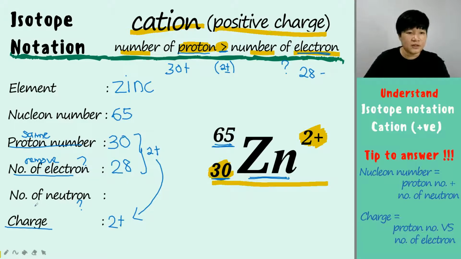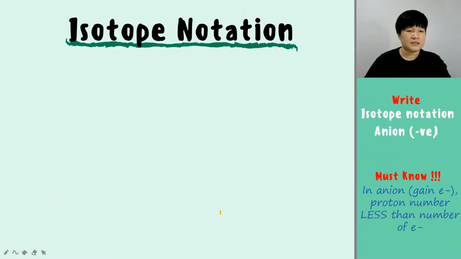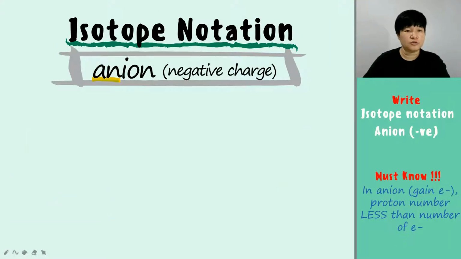Okay. Last but not least, number of neutron. Number of neutron is from the nucleon number. Nucleon number is your proton plus neutron. So, to get the number of neutron is your nucleon 65 minus proton 30. So, your number of neutron over here is 35. Okay, that is your number of neutron for zinc.